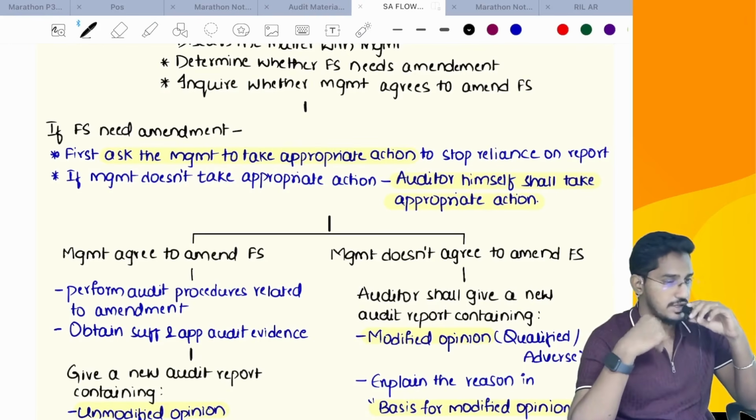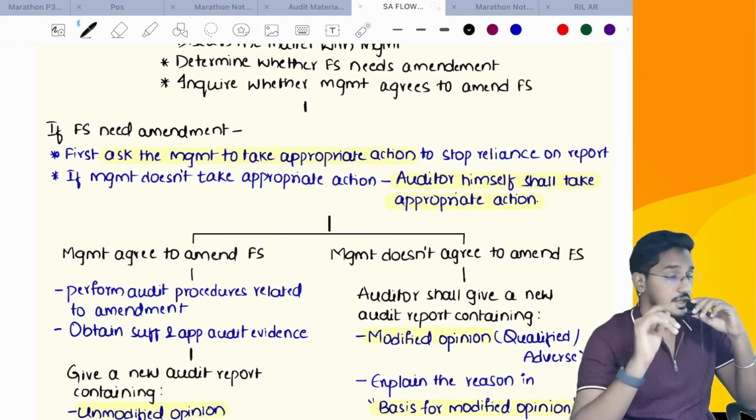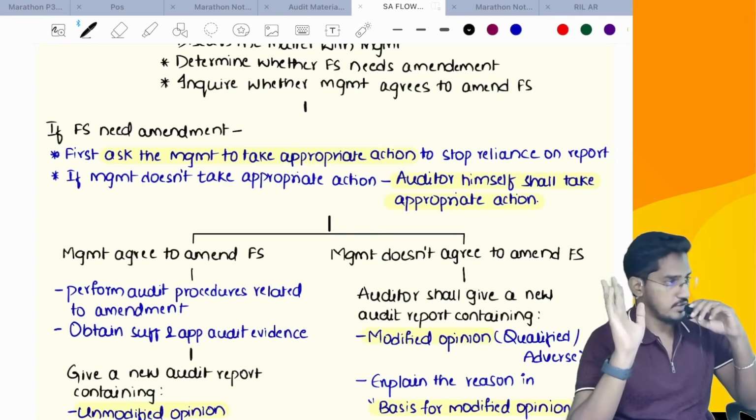I will try to obtain audit evidence. Then I will give a new audit report. I will give one which contains an unmodified opinion only, because they have changed it. And here the standard specifically says you will give an unmodified opinion. Now this audit report will go. Amended financial statements will go once again.